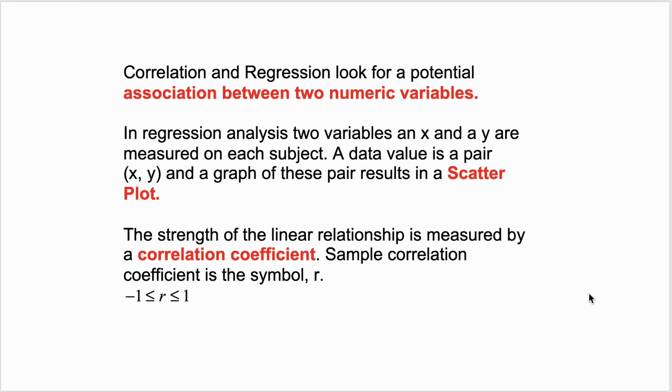Then we want to measure how strong is that relationship. And there's a statistic called the correlation coefficient that does that. The sample correlation coefficient has the symbol little r, and r is always a number between -1 and 1.